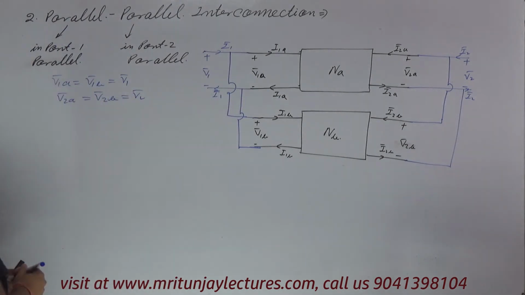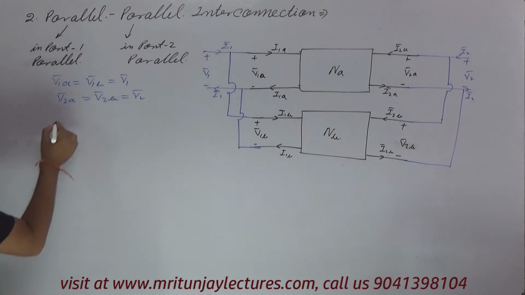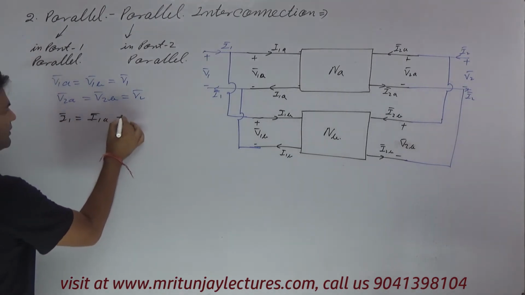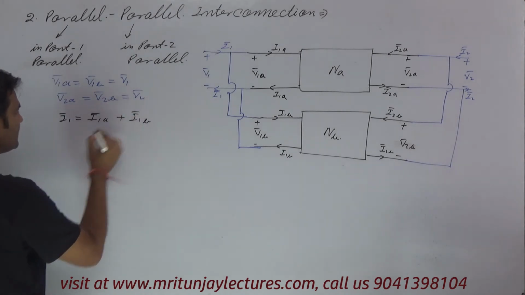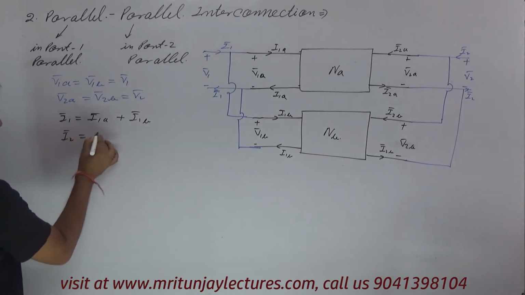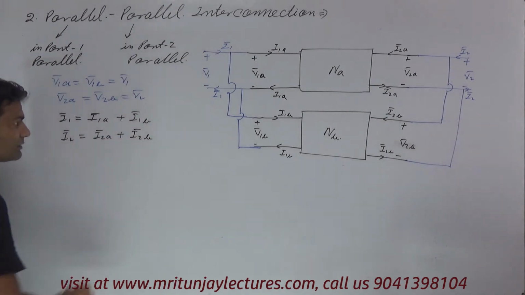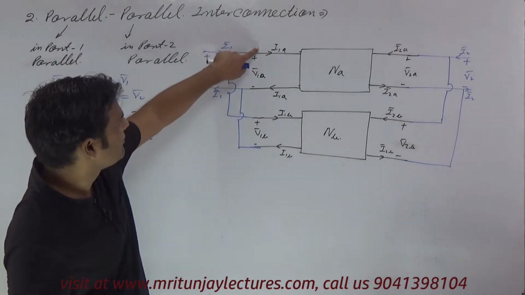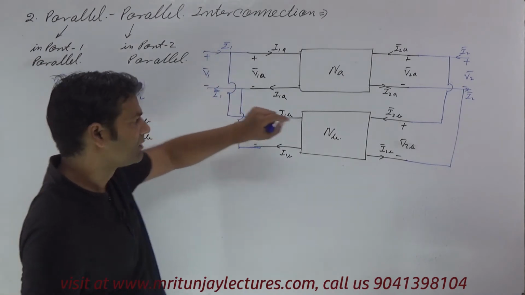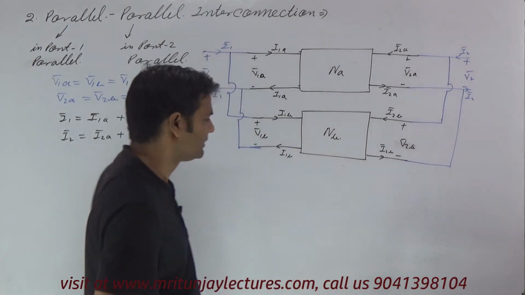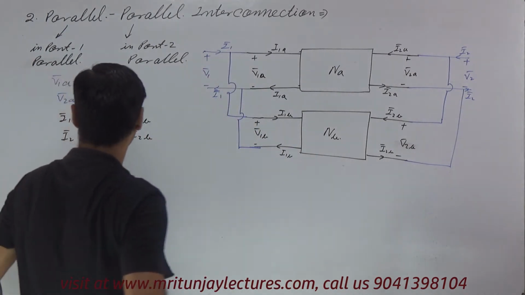Now after that, I1 is written as I1A plus I1B. I2 is written as I2A plus I2B. Clear or not? Simply I1 is equal to I1A plus I1B. I2 is written as I2A plus I2B. Very simple. Okay.